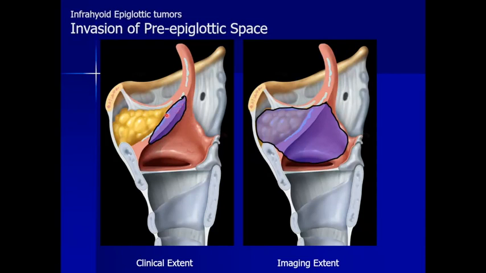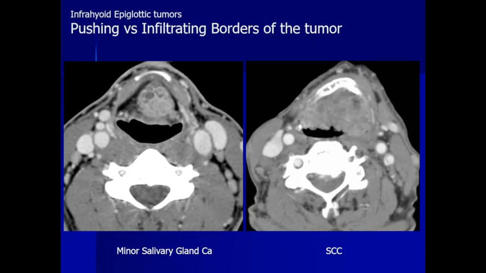So on endoscopy, this tumor looked like it was confined to the infrahyoid epiglottis, but in reality, on our imaging, it was far more extensive, and that needs to be known so the patient can be treated properly.